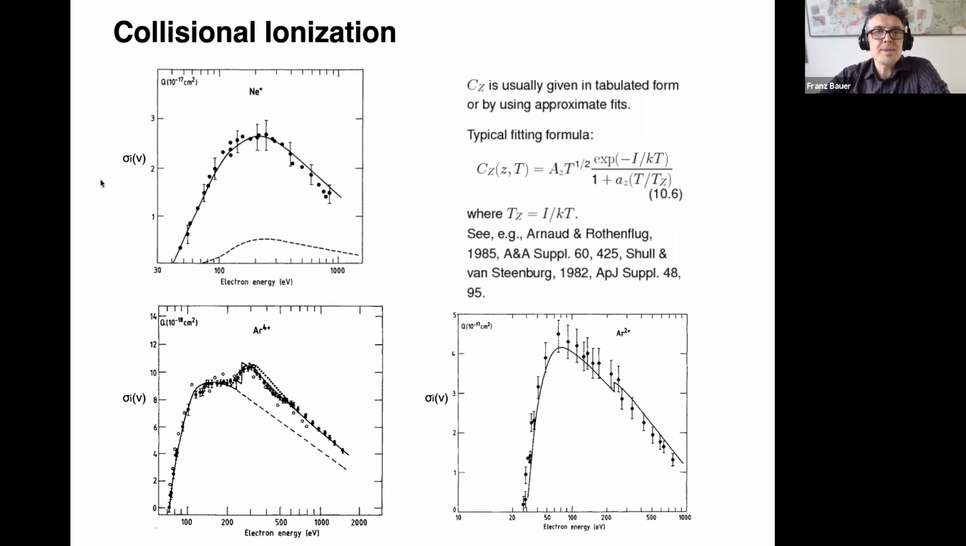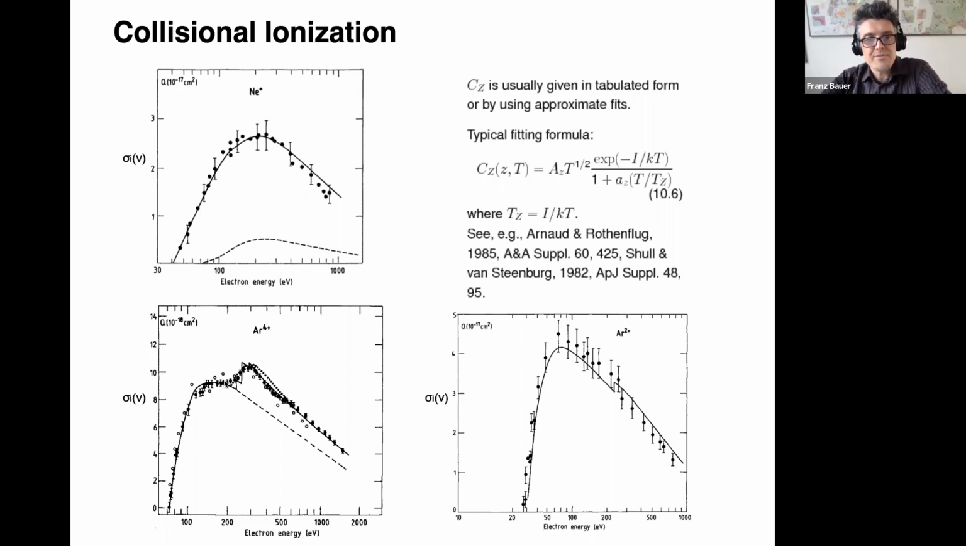And typically you can compare this functional form to the actual data that you measured in the lab. So this is the cross-section for ionized neon, for instance. You can see that it has a pretty slow rise, but it's very distinct from photoionization. And then here's another one for argon 4, so 4 ionized argon.